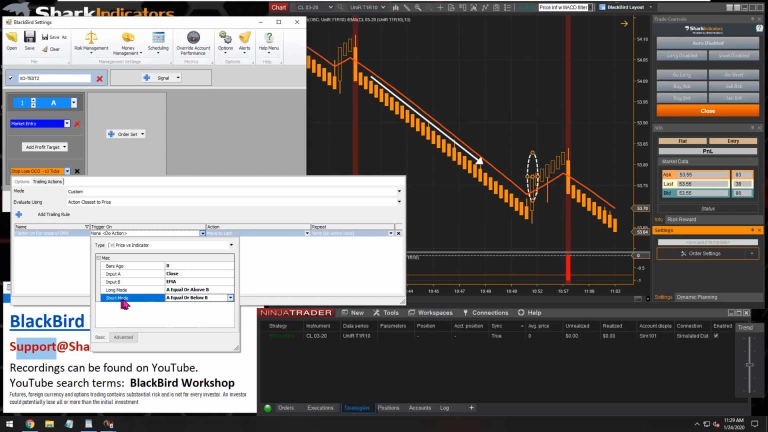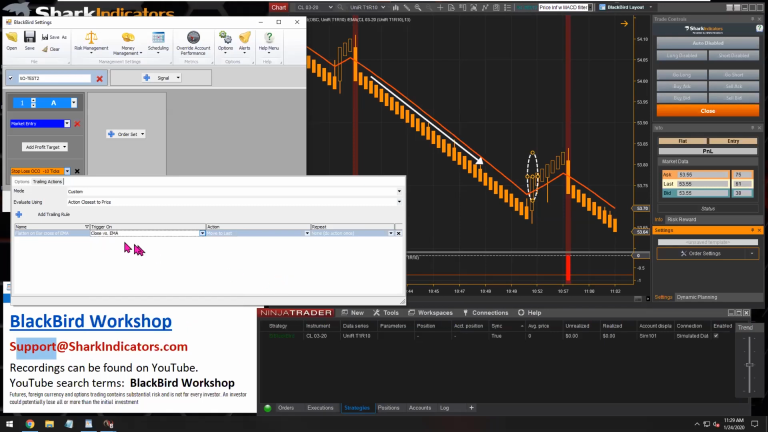So for a short trade, we actually want A above B. A is the closing price, B is the moving average. So we want A above B. And then for the long mode, we'll just reverse it and go A below B. All right, there we go.